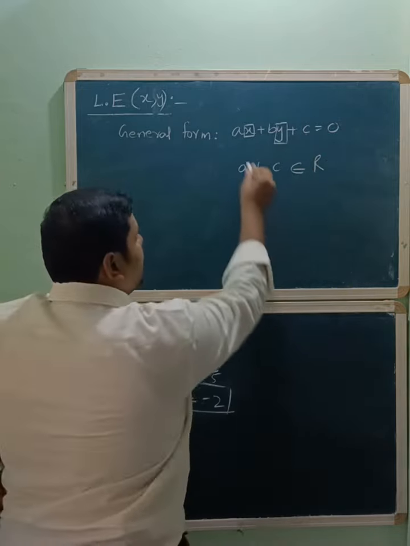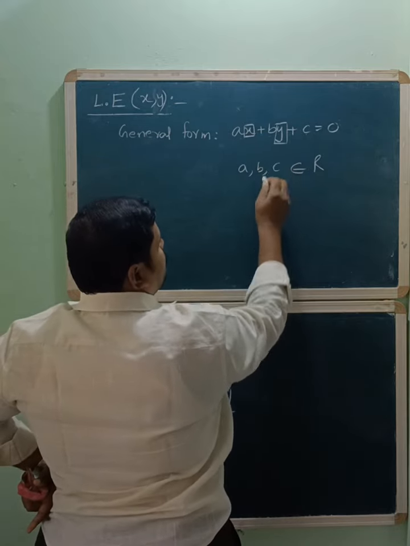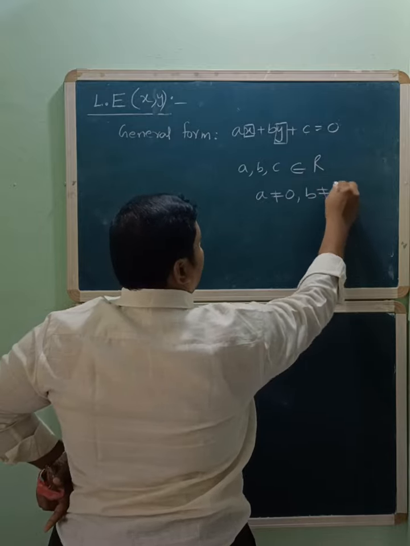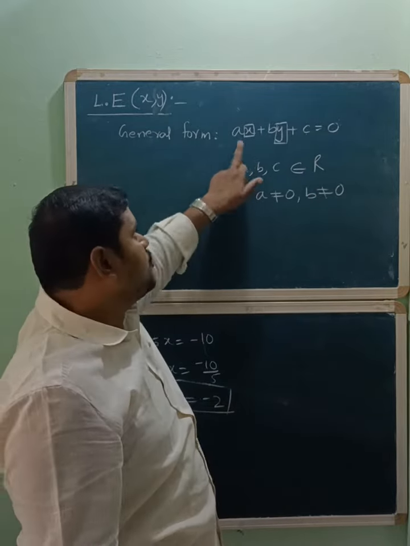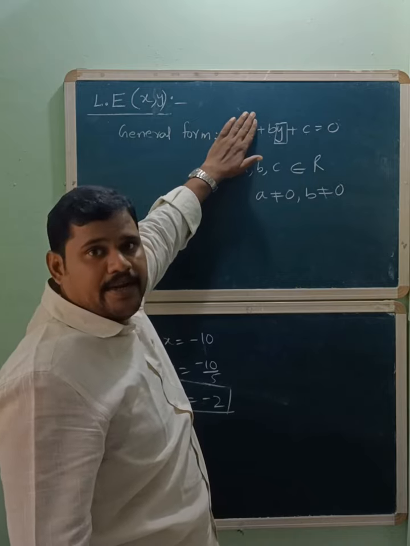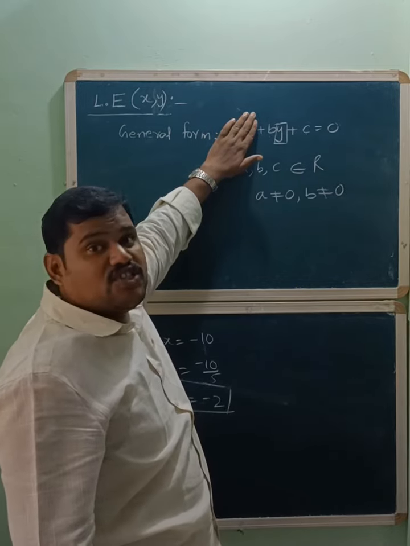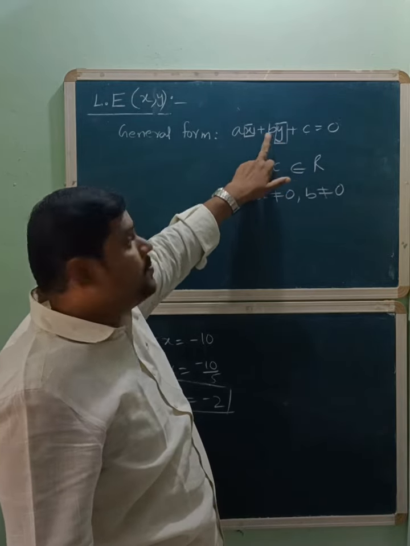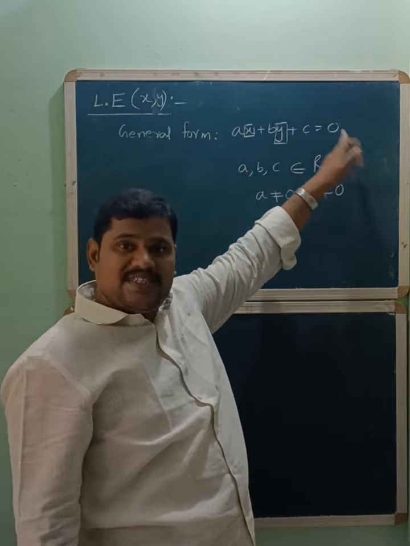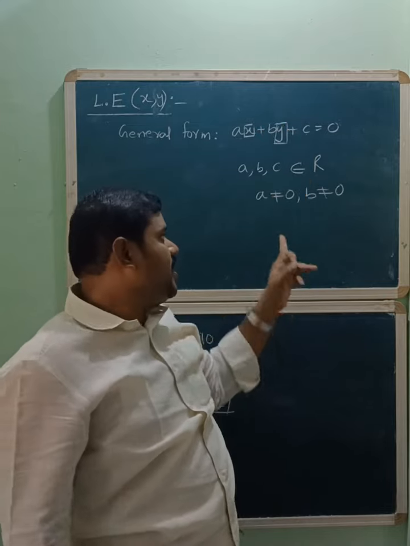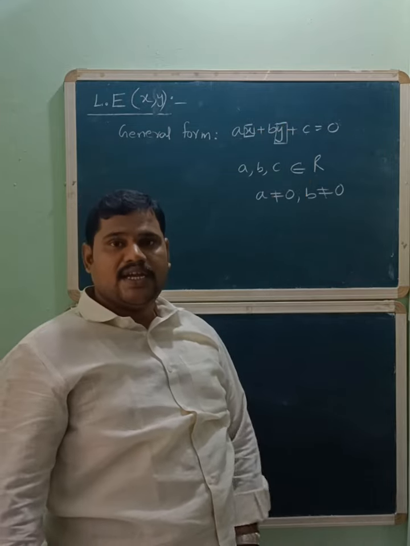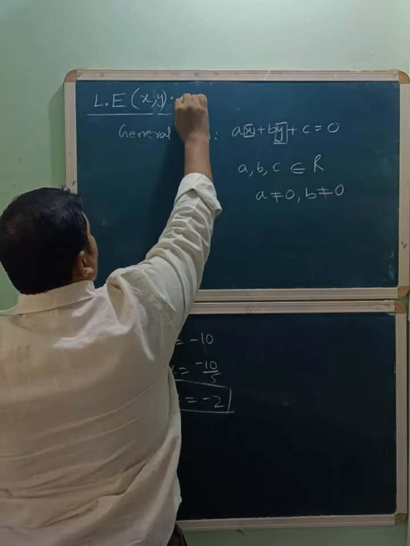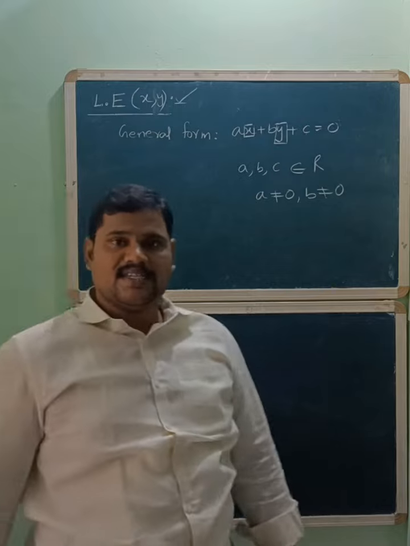a, b, c belong to real numbers. And a can never be 0 and b can also never be 0. If a is equal to 0, then this term is eliminated, so it becomes a linear equation in one variable. Suppose b is equal to 0, then the equation becomes ax plus c is equal to 0, which is a linear equation in one variable. That's why a is not equal to 0 and b is not equal to 0. This is the general form of a linear equation in two variables x comma y.